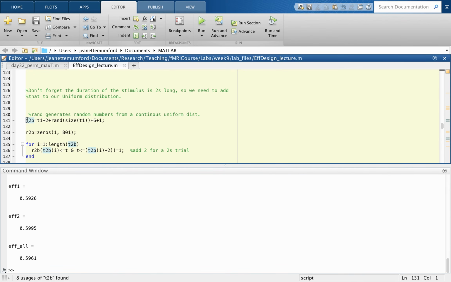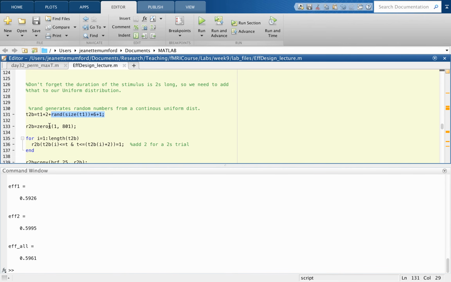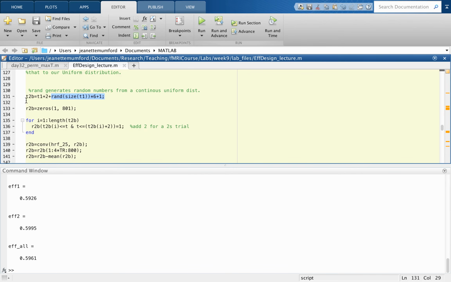So T2B is replacing T2 above, which was the second regressor. And this is that uniform I was telling you about, uniform 0, 1. I multiply it by 6 and add 1. So that is now my ISI. This replaces the 4 that we had before. On average, this will be 4. But we're going to add 2 to it, again, to account for the fact that the stimulus was 2 seconds long. That's the only thing that's different. The regressor is otherwise created exactly the same.